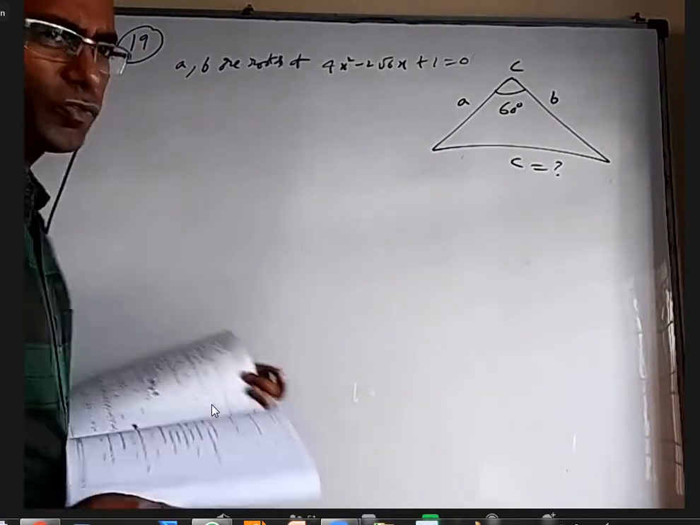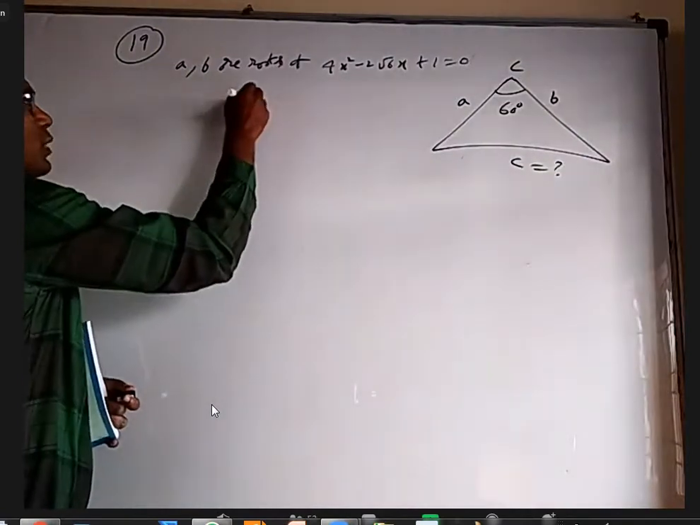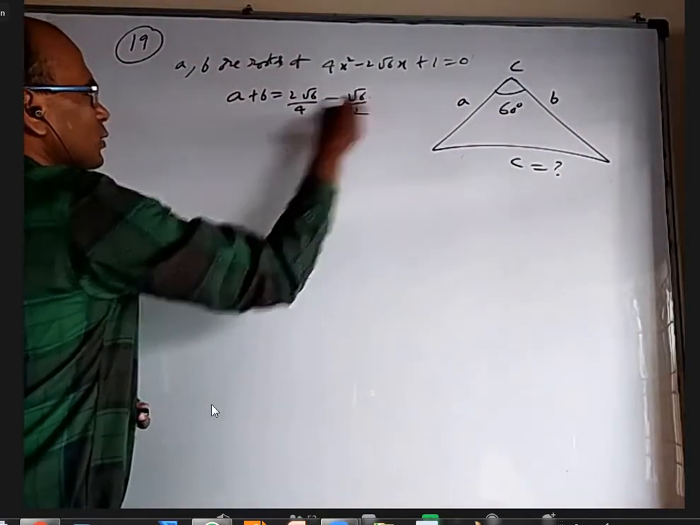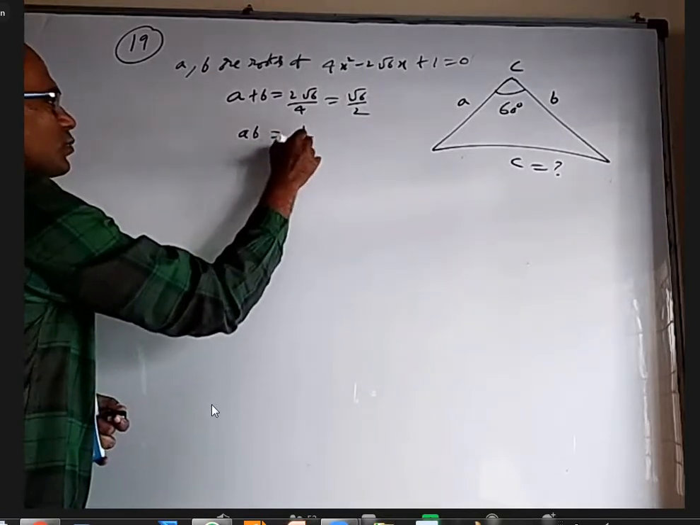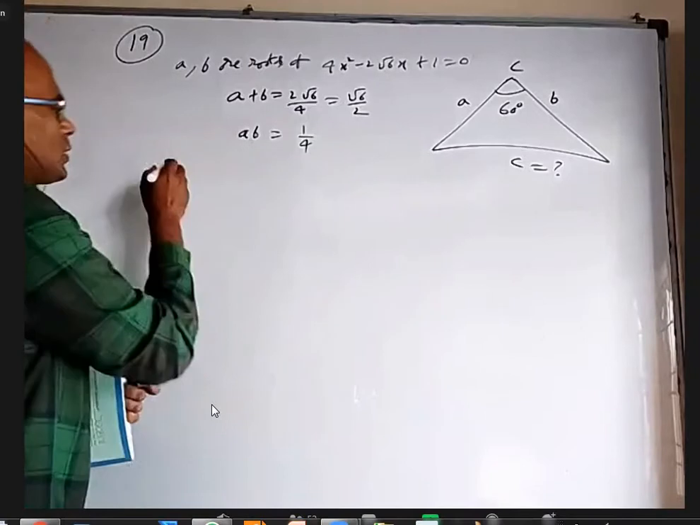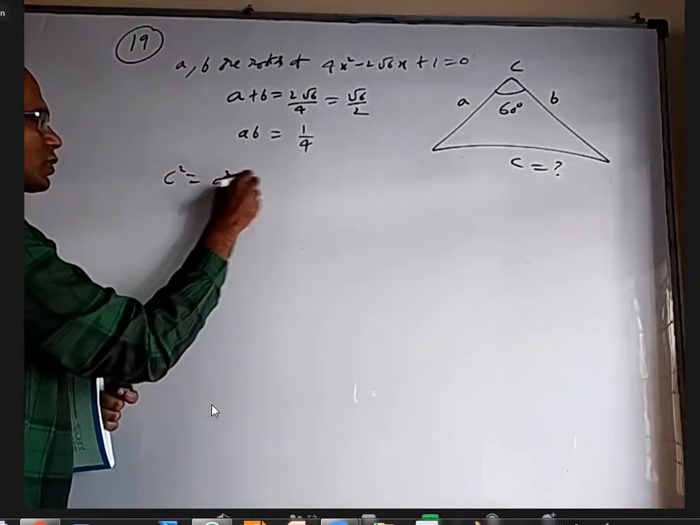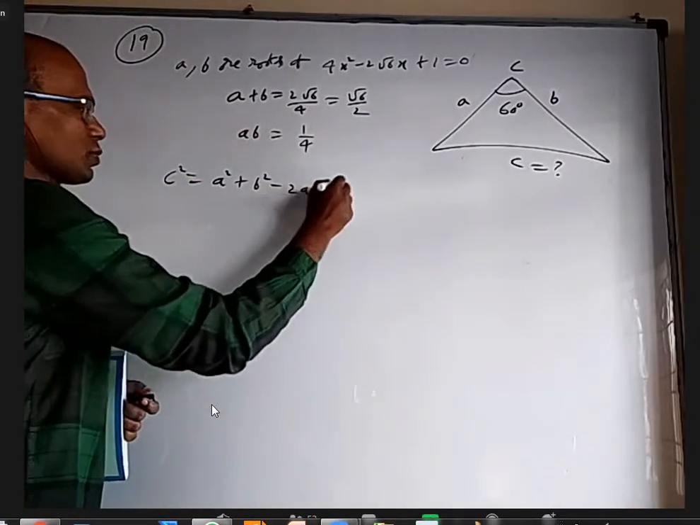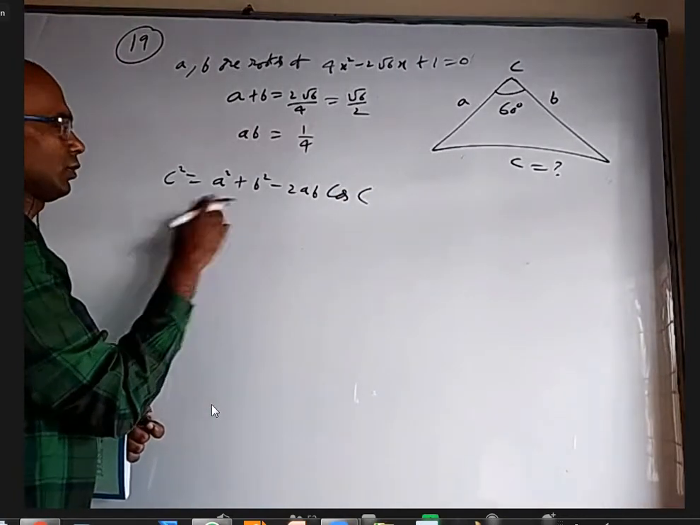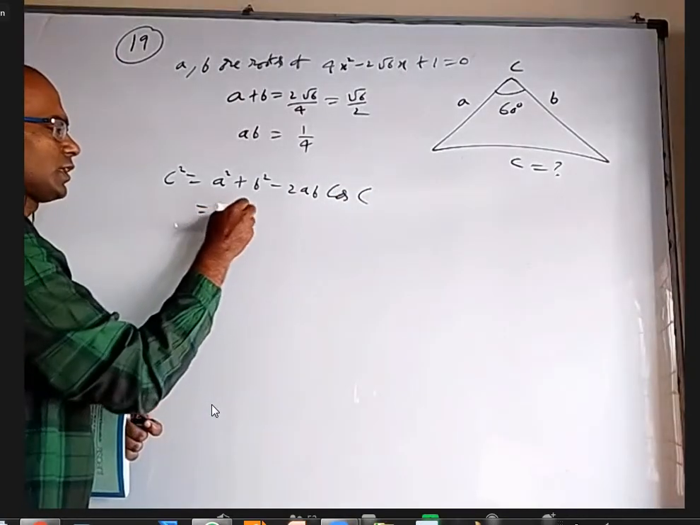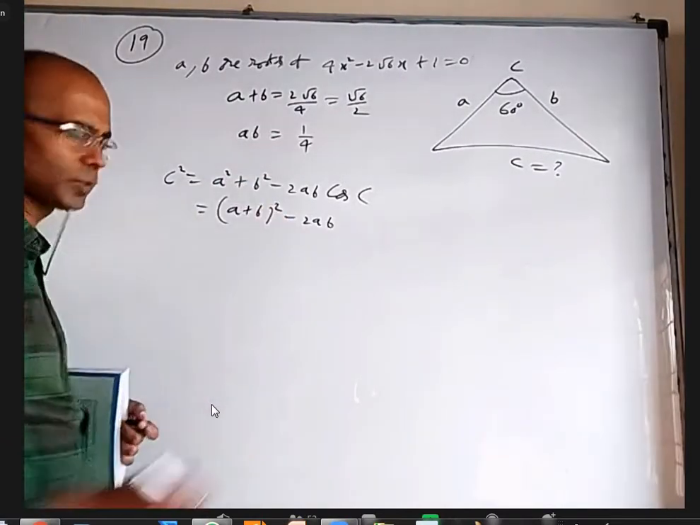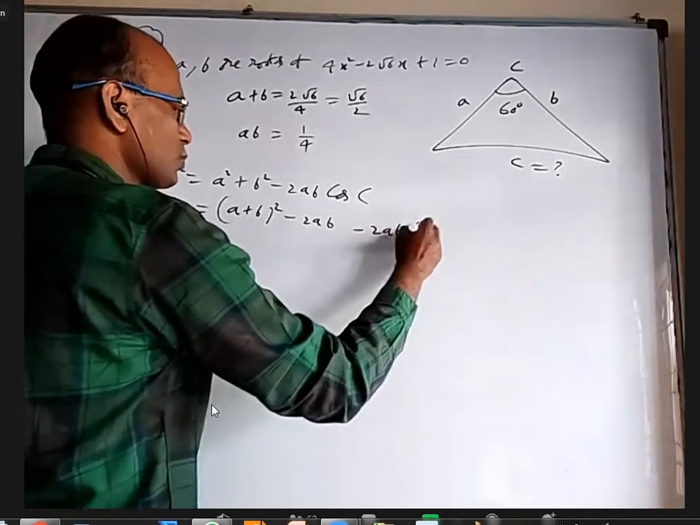Okay, I may not need to find A and B separately. I know A plus B is 2 root 6 by 4, which is root 6 by 2. A into B is 1 by 4. According to the cosine rule, C square is equal to A square plus B square minus 2AB cos C. I don't need to find A square separately; I can write A square plus B square as A plus B whole square minus 2AB.